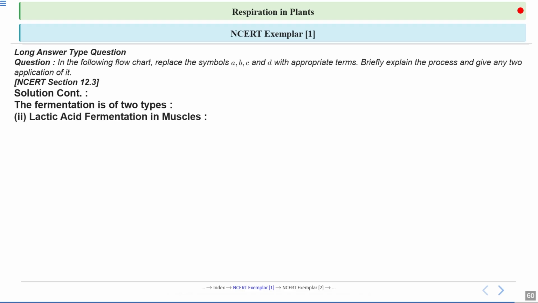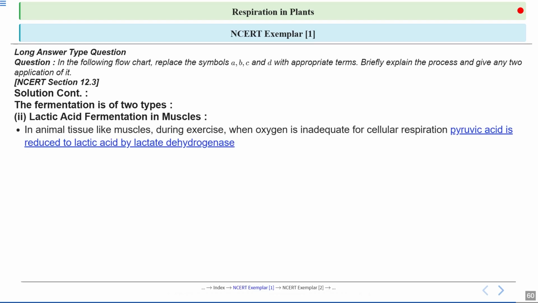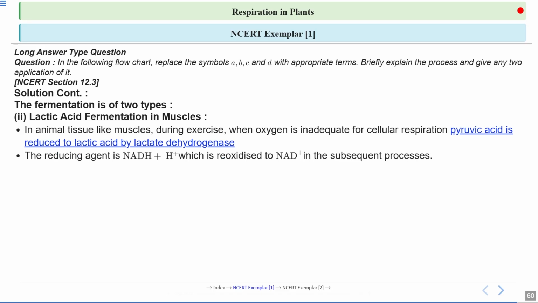Now let us talk about the second type of fermentation that takes place in muscles, that is lactic acid fermentation. In animal tissues like muscles, when oxygen is not enough, pyruvic acid is reduced to lactic acid by the enzyme lactate dehydrogenase. The reducing agent in this process is NADH plus H plus, which gets reoxidized to NAD plus in the subsequent processes. This recycling of NAD plus is important because it allows glycolysis to continue.